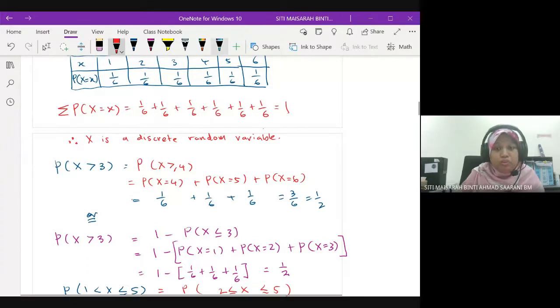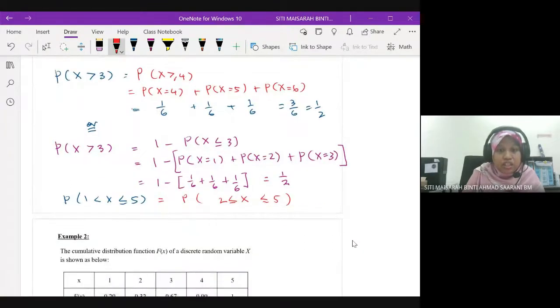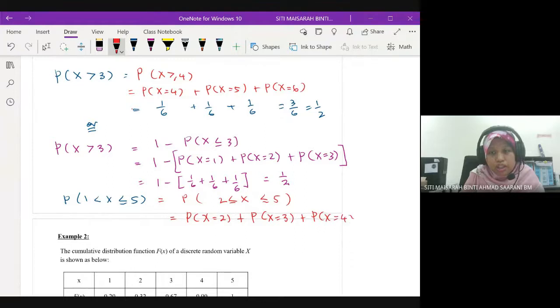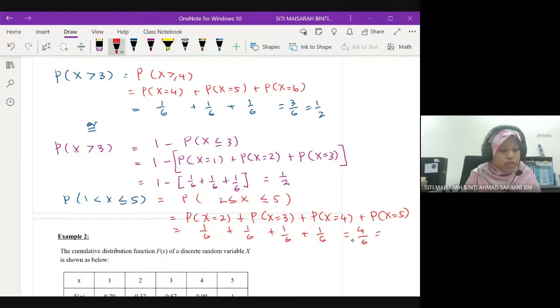equals to 5). Okay. So jadi this one is probability X equals to 2. Dia start dengan 2 tambah probability X equals to 3 tambah probability X equals to 4 tambah dengan probability X equals to 5. So jadi 1/6 plus 1/6 plus 1/6 plus 1/6. So then we get 4/6. So 4/6 we can simplify to 2/3.